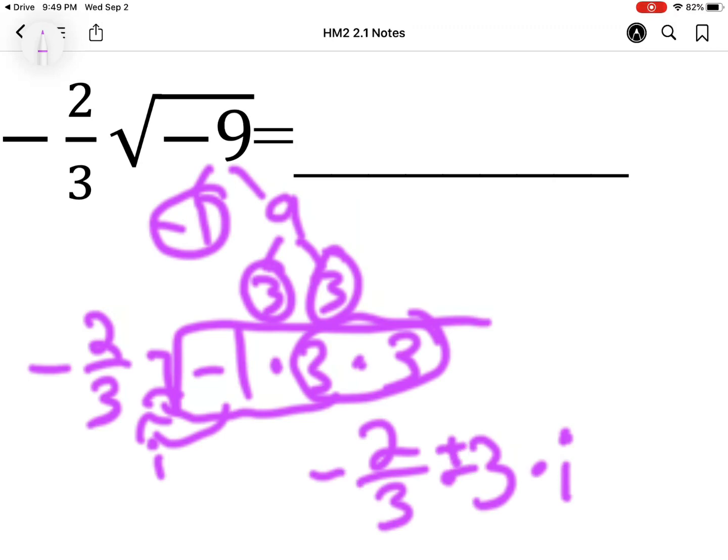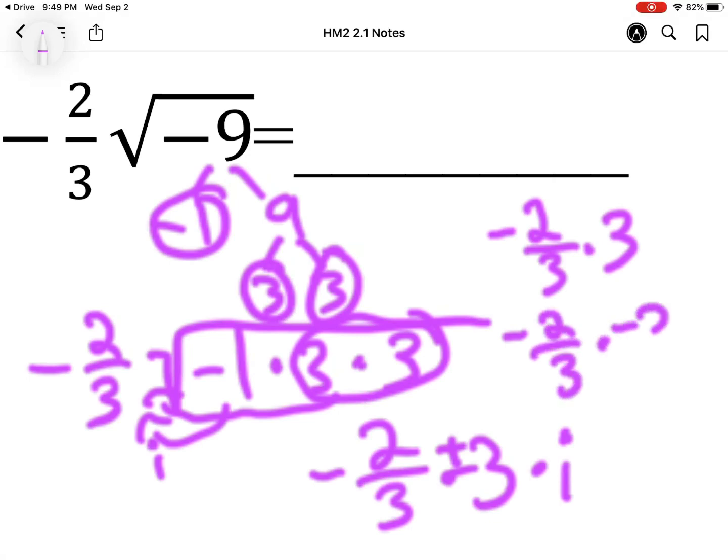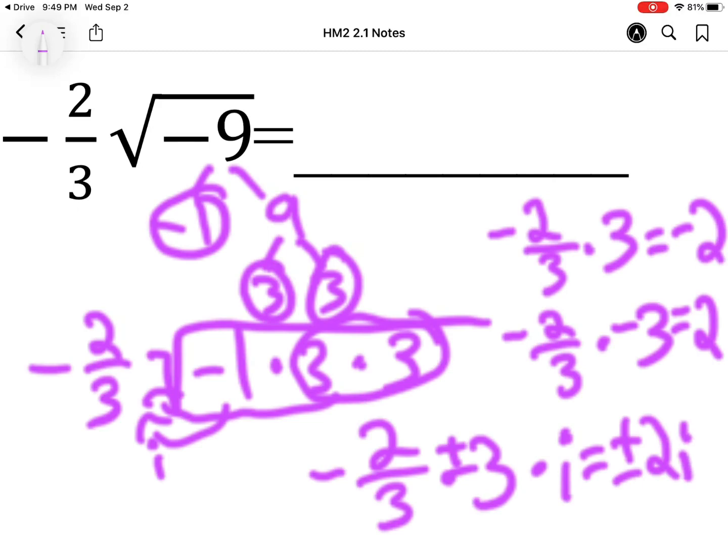And all of this is plus and minus, so there's a plus or minus there. If you really want to, and that plus or minus throws you off, it means that we have a negative 2 over 3 times positive 3. We also have a negative 2 over 3 times negative 3. So that's going to give you 2 different answers. This one's going to give you a negative 2. This one's going to give you a positive 2. Either way, you end up with plus or minus 2 in that i.